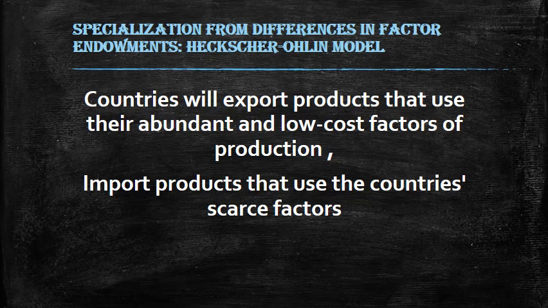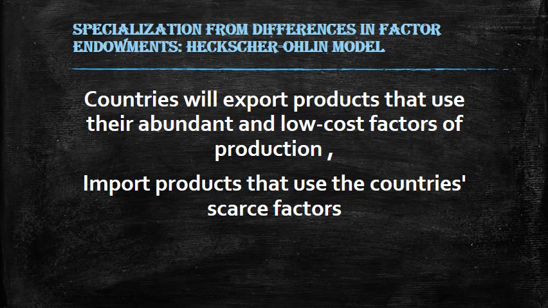Now these were the traditional theories of trade. Then came the modern theories of international trade, and the most famous of that is the Heckscher model. The Heckscher model says that specialization actually comes from differences in factor endowments. So countries will export products that use their abundant and low cost factors of production and import products that use the country's scarce factors. So Heckscher actually distinguished the factors of production.